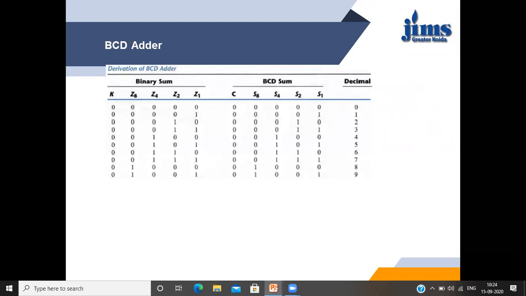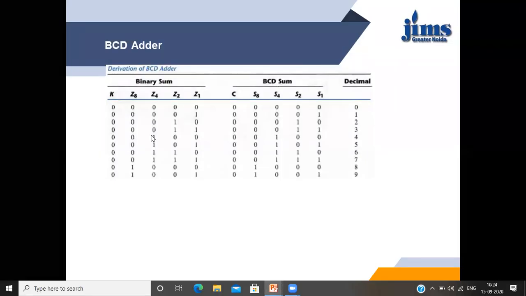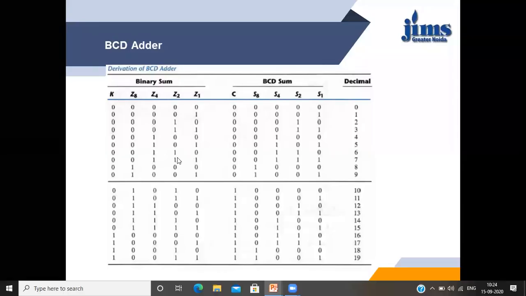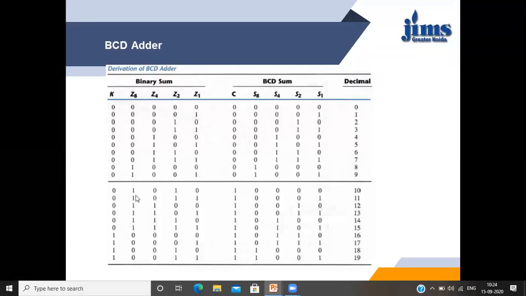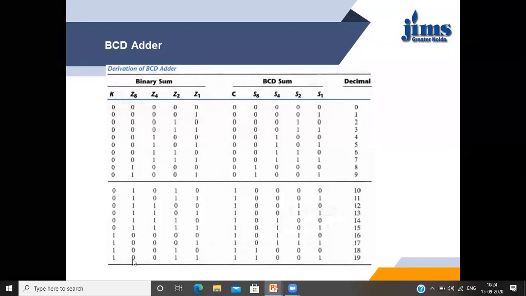Now let us derive the truth table for the BCD adder. When we are adding numbers initially, from 0 to 9 it is a valid BCD number and the carry output is 0. After that, we have 10, 11, 12, 13, 14, 15, 16, 17, 18, and 19. These are the outputs of the first binary adder when we are adding A and B, both BCD.